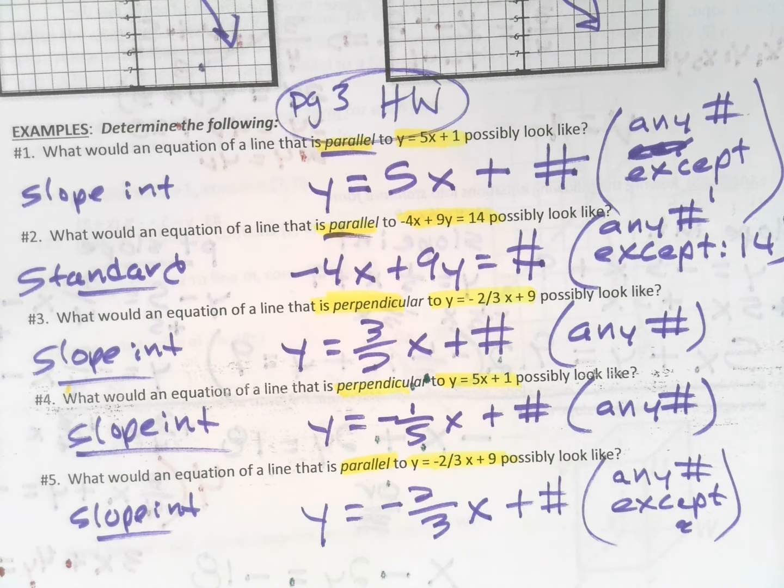So negative 2 over 3, what's the opposite reciprocal, say, of negative 2 over 3? Positive 3 over 2. Cody, how about what's the opposite reciprocal of 5? So that's what we're getting for these perpendicular slopes. And B can be any number.